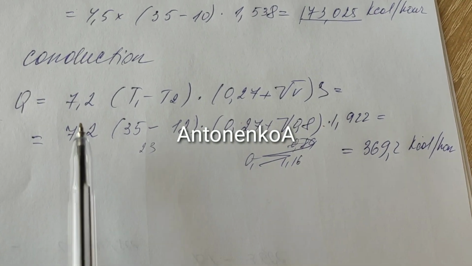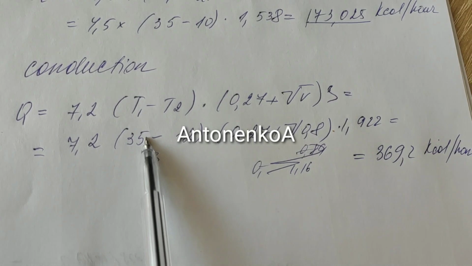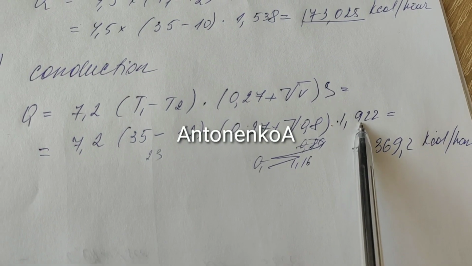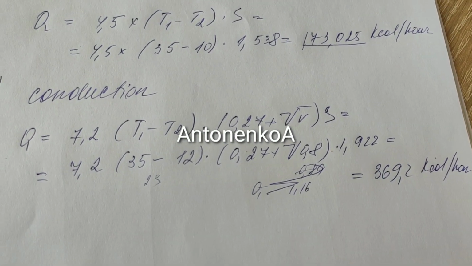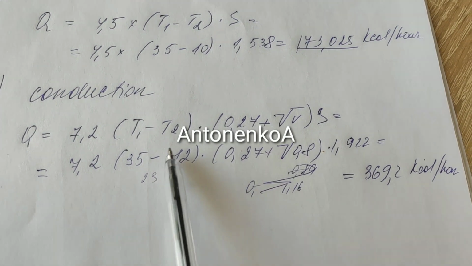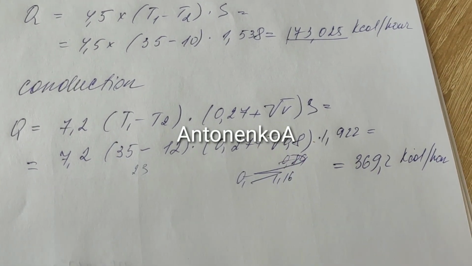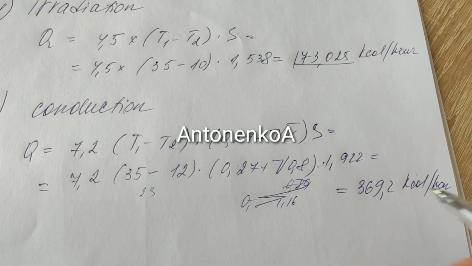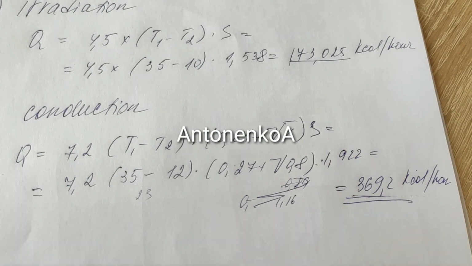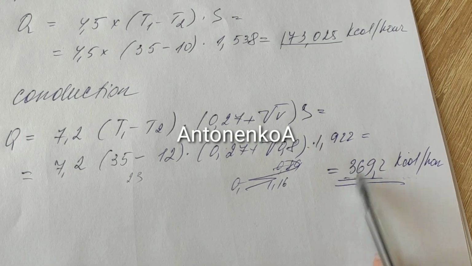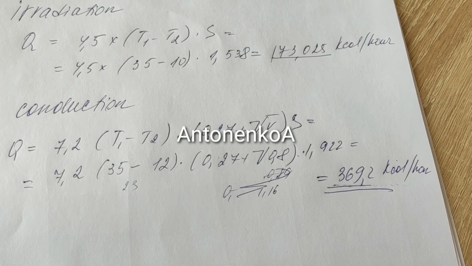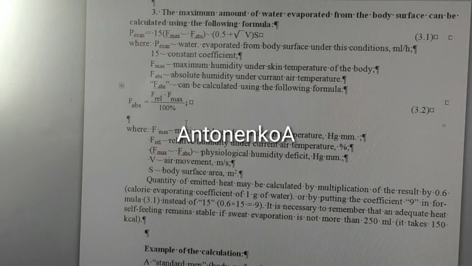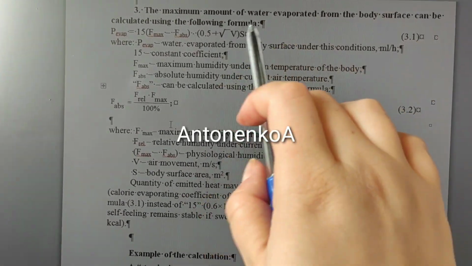Our calculation: 7.2, then 35 minus 12, 0.27, square root from 0.8, and multiply 1.922. I want to pay your attention to the mathematical rules of calculation. First we do the calculation in the brackets, and only then we do this multiplication one by one. And the final result, the heat emission by conduction, is 369.2 kilocalories per hour. Next, heat emission by evaporation.